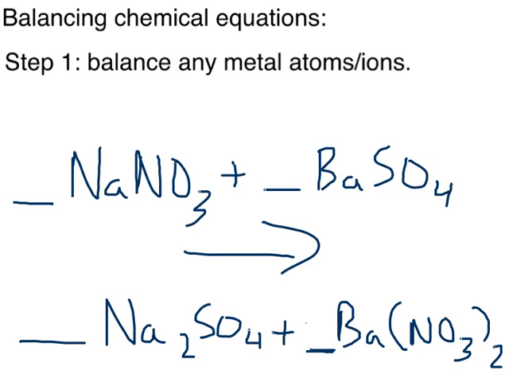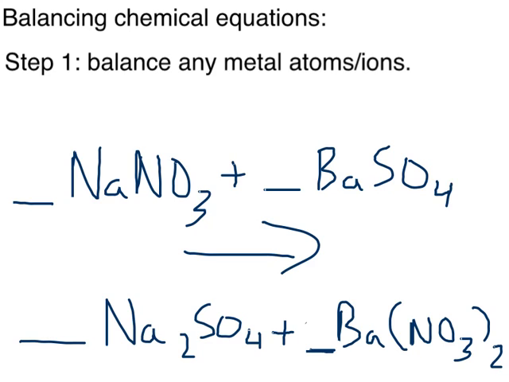Alright, one other quick thing I want to mention before I go any further. I'm going to go ahead and balance this with you. Metals tend to show up at the beginning of compounds. So if you're looking for the metals, that's where you're going to find them. The non-metals, or the polyatomic ions, usually show up at the end of the compound when they're written out properly.